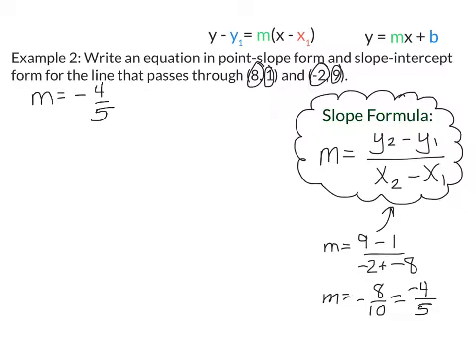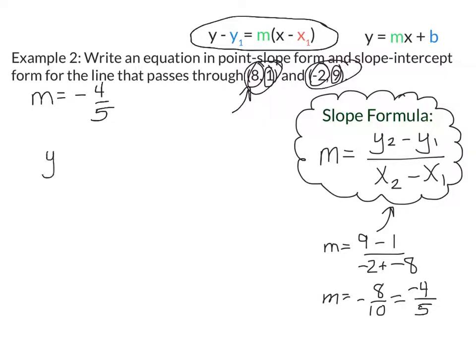Then when I'm putting it into the point-slope formula, I can use either this point or this point. And just to make things easier, I'm going to use (8, 1) for today.